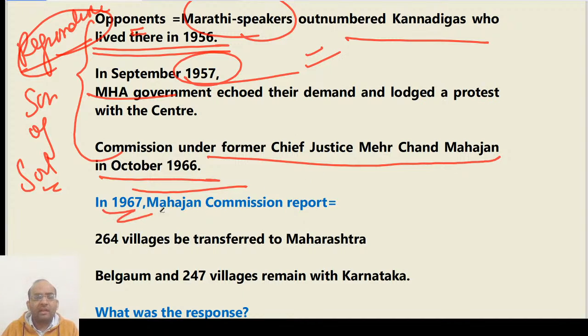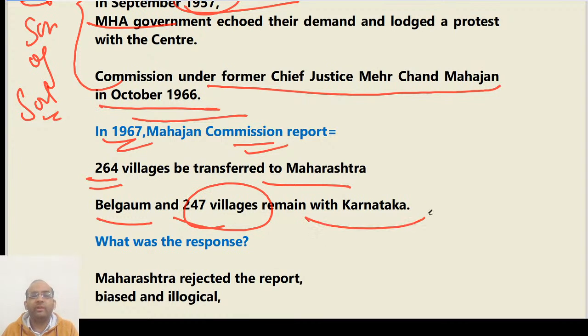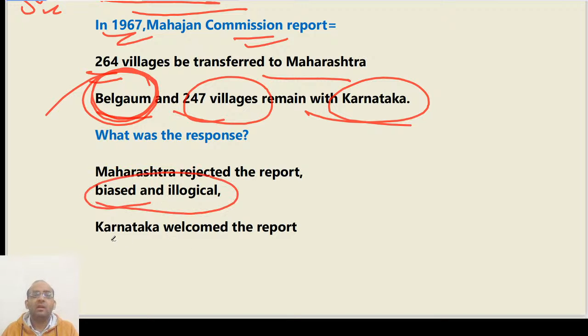So in 1967, the Mahajan Commission said 264 villages in the region should be transferred to Maharashtra, but Belgaum district and 247 villages should remain with Karnataka. And this was rejected by Maharashtra because it does not get the Belgaum district. It said it is biased in favor of Karnataka. Karnataka welcomed the report. Karnataka said कि खोए मुर्दे उखाड़ देगा क्या फायदा?